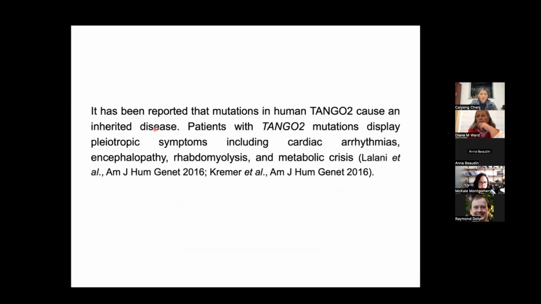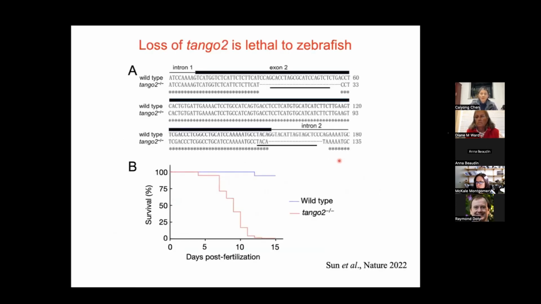Many studies have reported that mutations in human TANGO2 may cause an inherited disease. Patients with TANGO2 mutations display pleiotropic symptoms, including cardiac arrhythmias, encephalopathy, rhabdomyolysis, and metabolic crisis. To provide a vertebrate animal model for TANGO2 diseases, we deleted TANGO2 in zebrafish. Here we used two gRNAs, and we got a mutant with two deletions. The first deletion is within exon 2, and the second deletion is at the second exon and intron boundary.